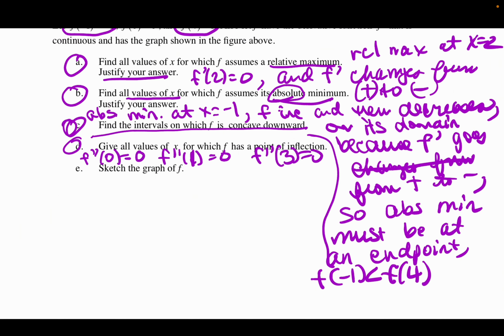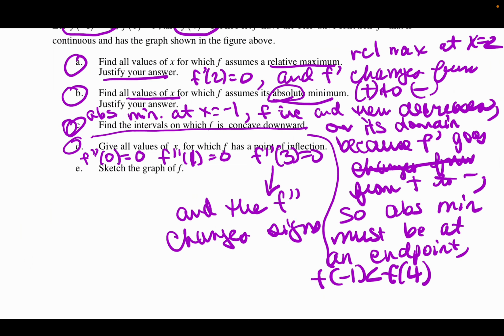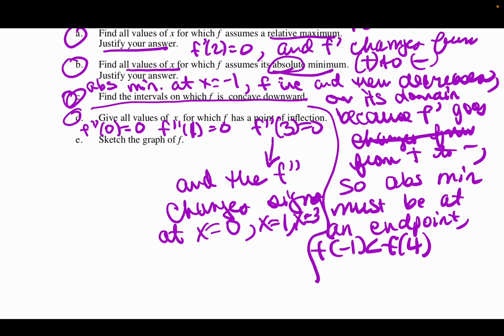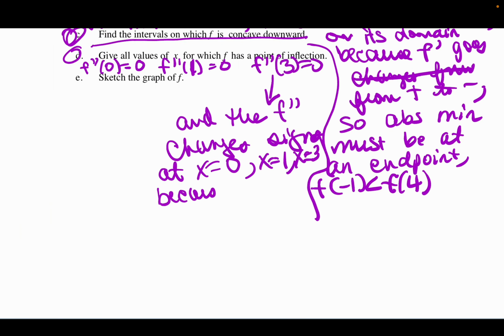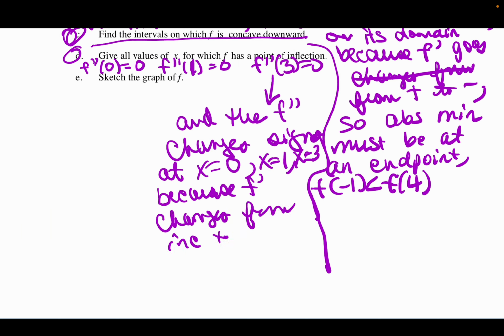So continuing this one, that still doesn't establish a point of inflection. We have to see a sign change. And the second derivative changes signs at x equals 0, x equals 1, and x equals 3. And then I think I would even say how I know that. And I knew that because f prime changes from increasing to decreasing and vice versa.